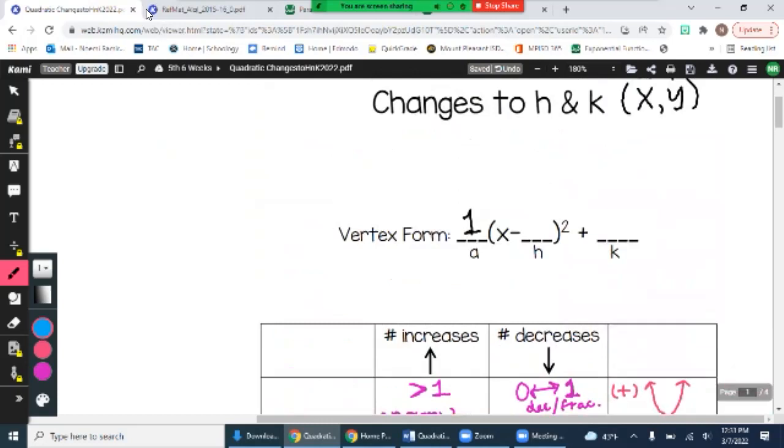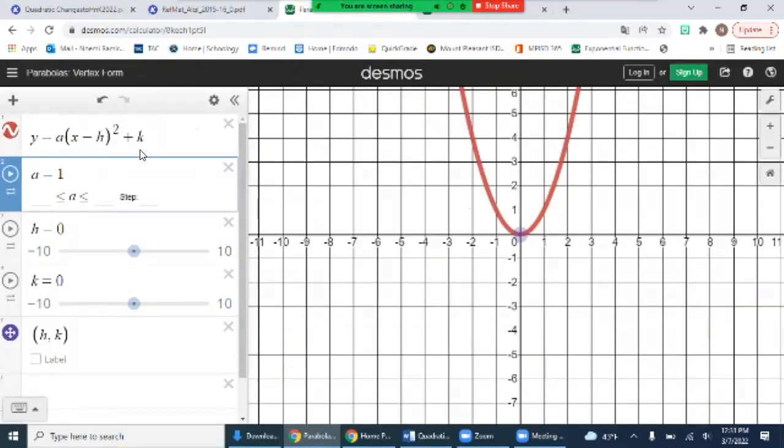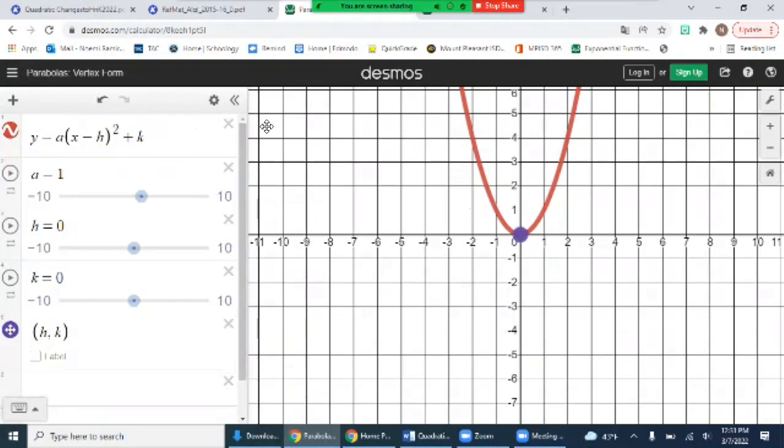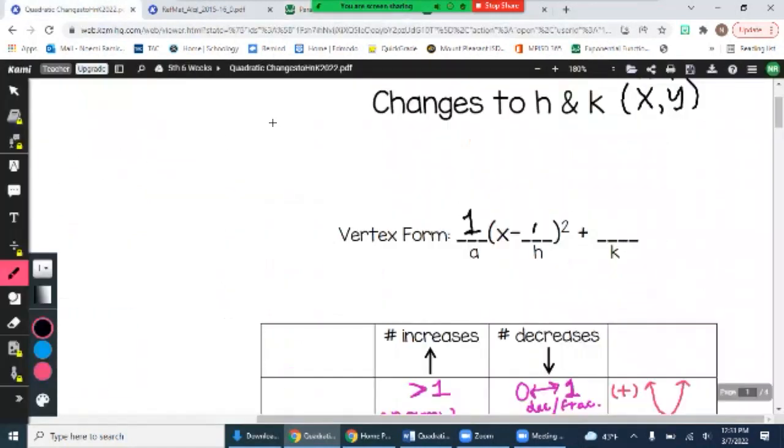So let me go back up. The vertex for your parent function is where? This is my vertex. It's at what? 0, 0. So my value of h is 0. My value of k is 0. X, y, h, k. So let's go ahead and fill in the rest of this. 0, 0. That 0 represents my value of h. H is just another way of naming the x value of the vertex.